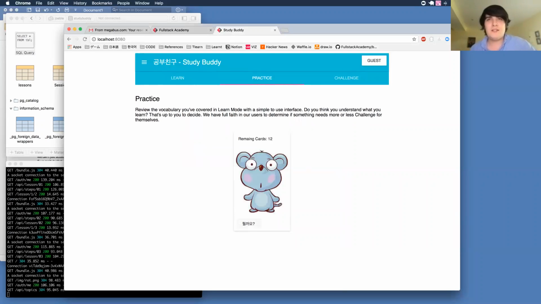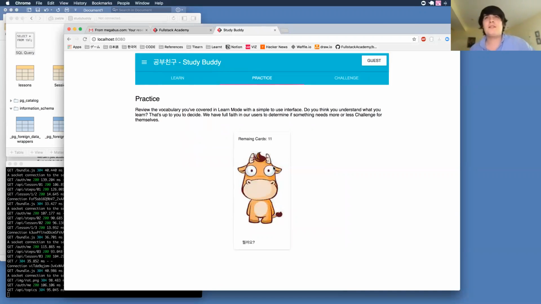So this is a very simple question in Korean. It means, what is it? 뭘까요? So you would learn that in the first lesson, and then you see the picture and you know it's a rat, and maybe in the learning section you learned that a rat is tree. So then you say, oh, tree, I remember that. You can go to the next, and it reduces the amount of remaining cards that you have.